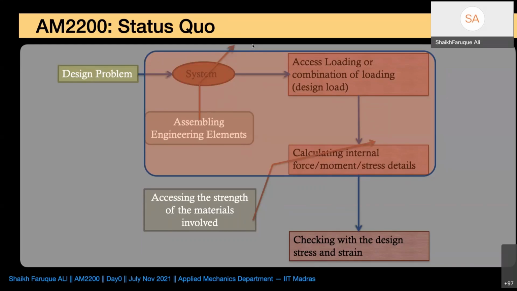All right. So where do we stand today? Any kind of design problem that is given to you, you have to understand the design problem from a system perspective. And when you understand it from the system perspective, you have to learn what are the loads that are coming to the system. And when the load comes, how it behaves.